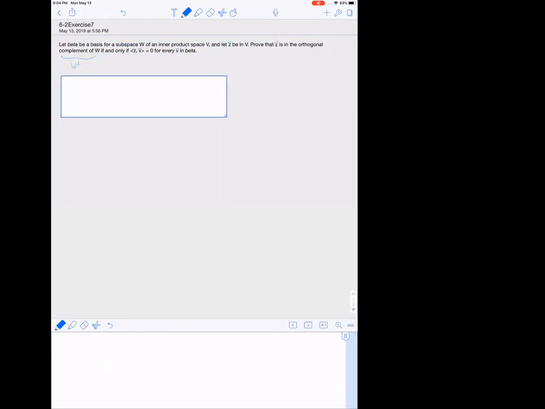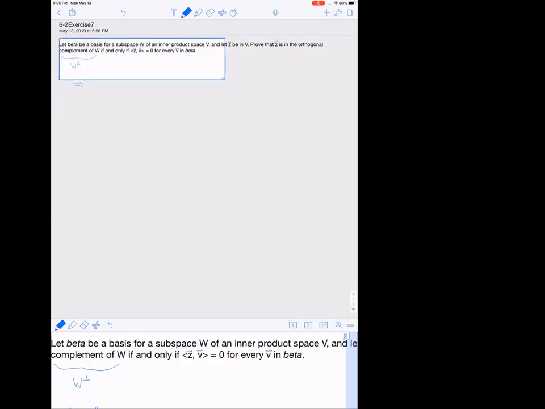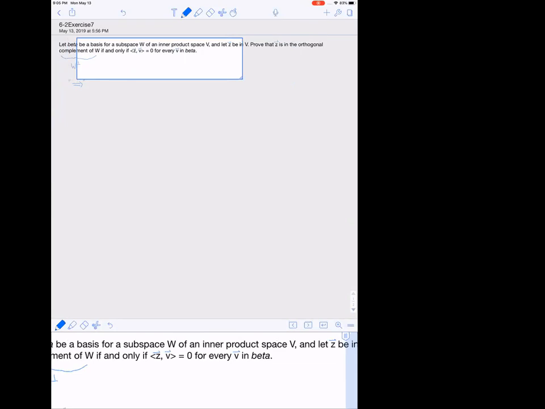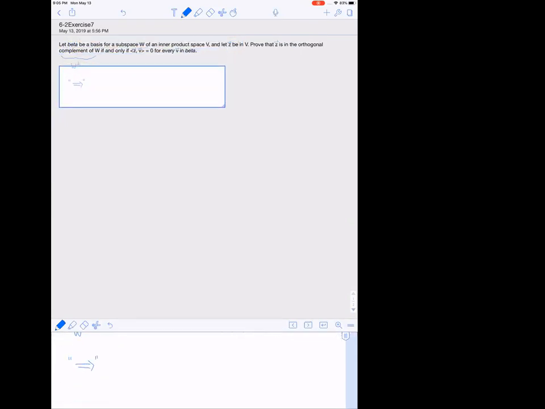All right, so as this is an if and only if proof, let's prove both directions. So first, we will show that if Z is in the orthogonal complement of W, then the inner product of Z and V is 0 for every V in beta, and this will be a pretty straightforward proof.